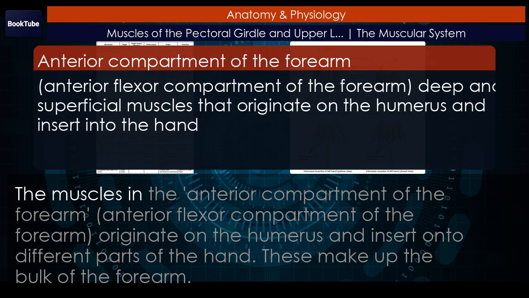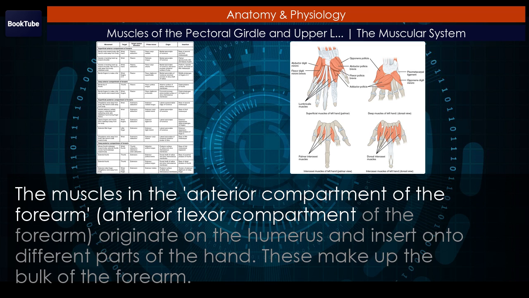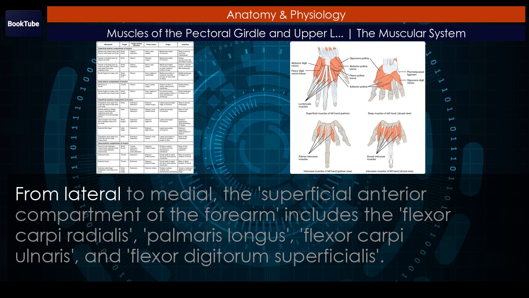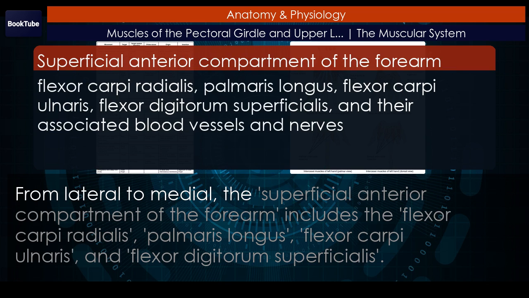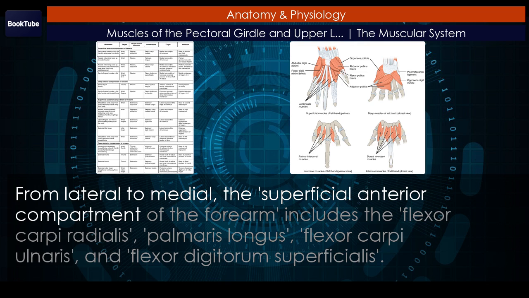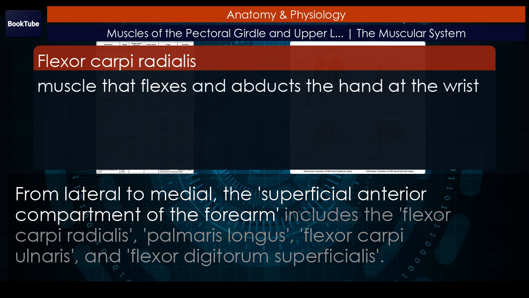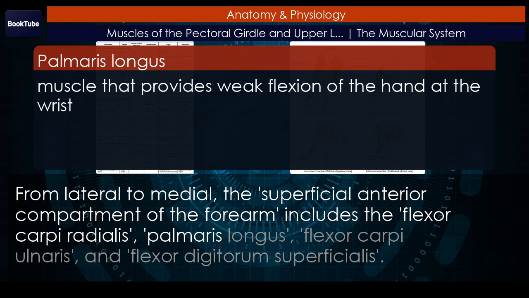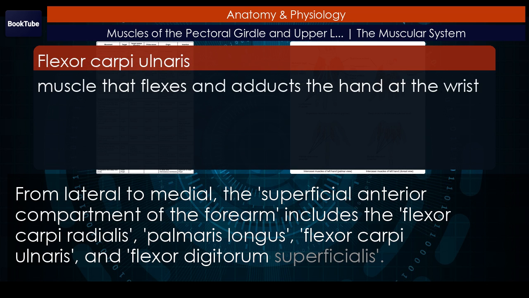The muscles in the anterior compartment of the forearm, the anterior flexor compartment of the forearm, originate on the humerus and insert onto different parts of the hand. These make up the bulk of the forearm. From lateral to medial, the superficial anterior compartment of the forearm includes the flexor carpi radialis, palmaris longus, flexor carpi ulnaris, and flexor digitorum superficialis.